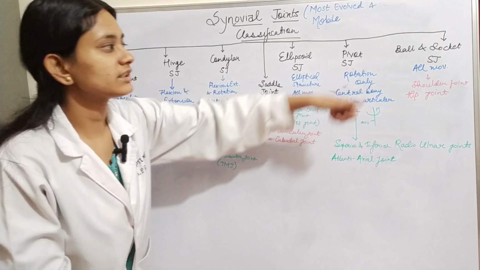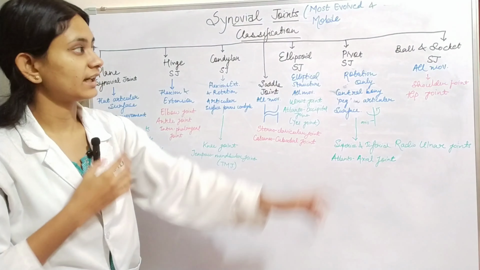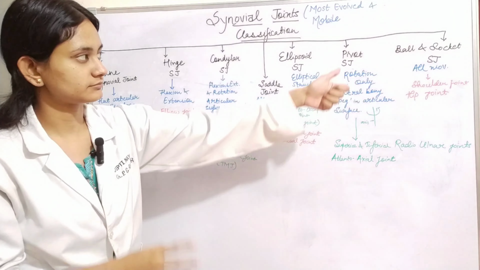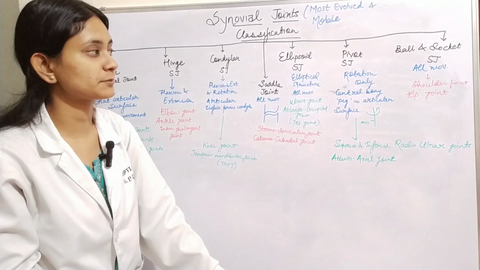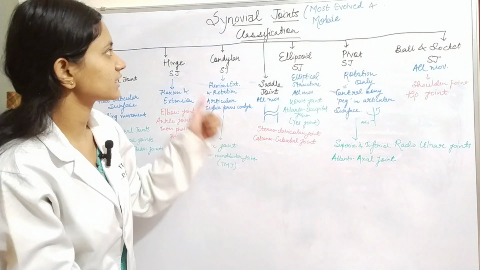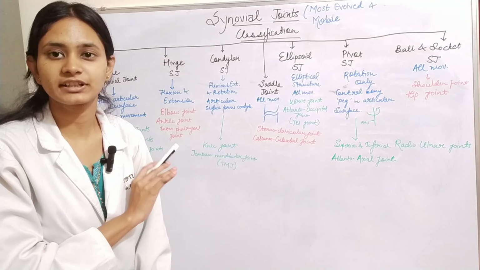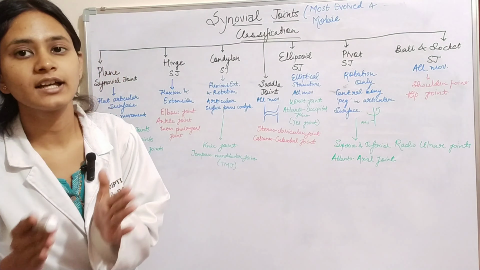Ball and socket joint, it shows all the movements. Ball and socket synovial joint shows all kinds of movements and is present in shoulder joint and your hip joint. So here we complete our synovial joint. So we have completed all three kinds of joints, that is fibrous joint, cartilaginous joint and synovial joint.